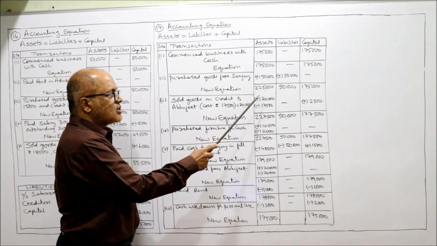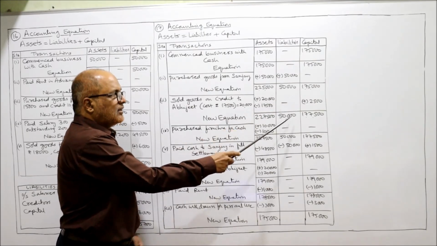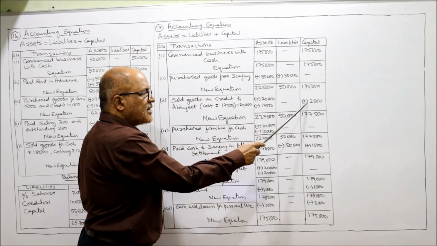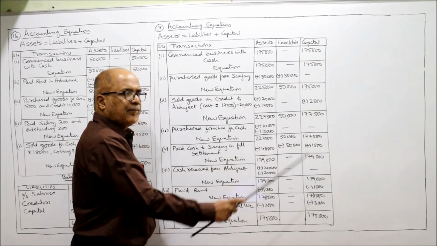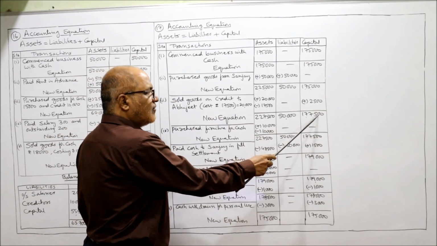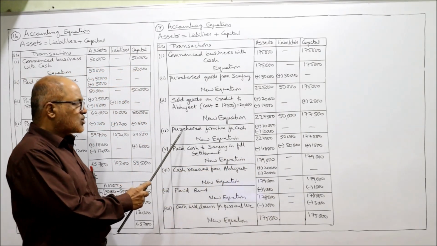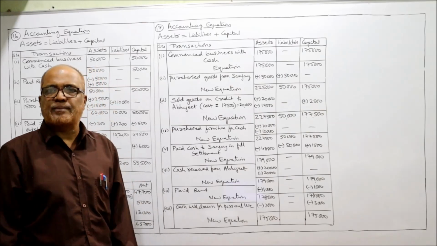So 2,25,000 plus 20,000 minus 17,500, 2,27,500. Here 50,000, here 1,75,000 plus 2,500, 1,77,500. Now check whether our equation is satisfied or not. 50,000 plus 1,77,500, you will get 2,27,500. New equation. That's it.